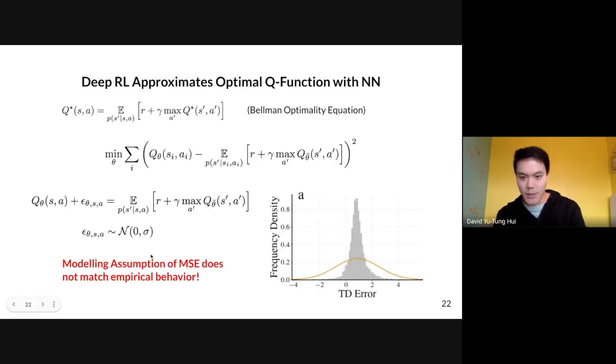But the problem is that if you plot the errors that you get in this equation, so if you think about the left-hand side and the right-hand side, and you plot the errors of the left-hand side minus the right-hand side, if you look at the histogram of those errors, that doesn't follow this normal distribution, which is really the assumption behind the squared error.